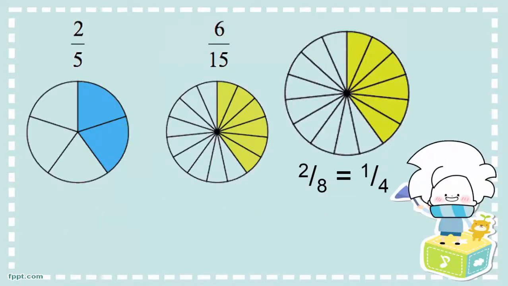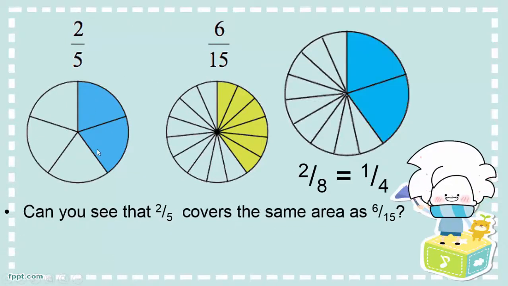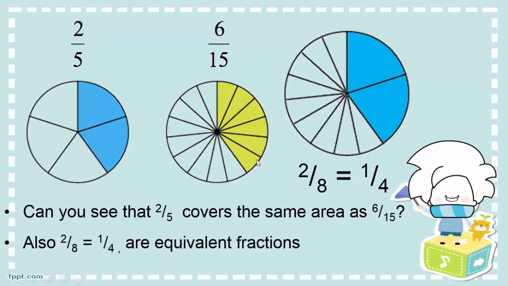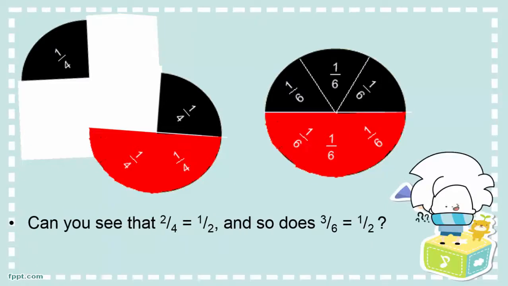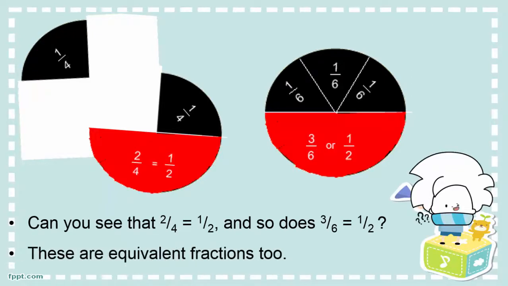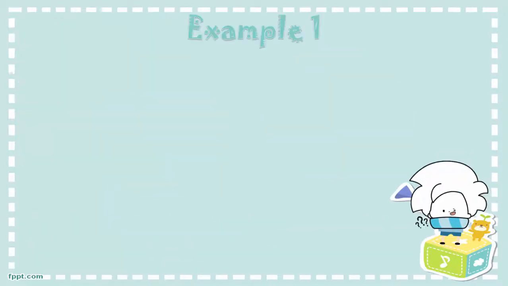We can also see the same concept using circles or pies. Can you see that 2/5 covers the same area as 6/15? Also, that 2 over 8 is equal to 1/4. 2 over 8 equaling 1/4 are also equivalent fractions. And here, can you see that 2 quarters is equal to 1/2, and so does 3/6 equal to 1/2. These are also equivalent fractions.